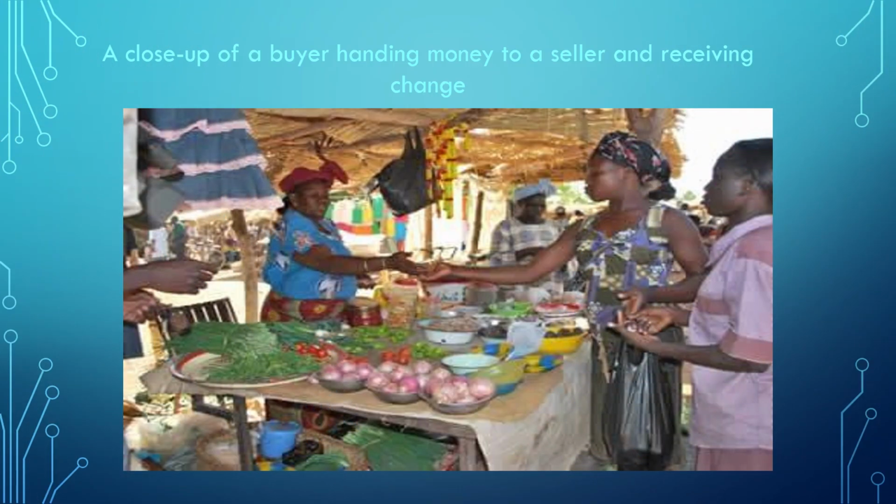Look at this market, the picture on the screen. A close-up of a buyer handing money to a seller and receiving change. Let's assume that he's selling gari as part of what he's selling there, apart from the vegetables. You see that this is a clear exchange of goods and services between the buyer and the seller.